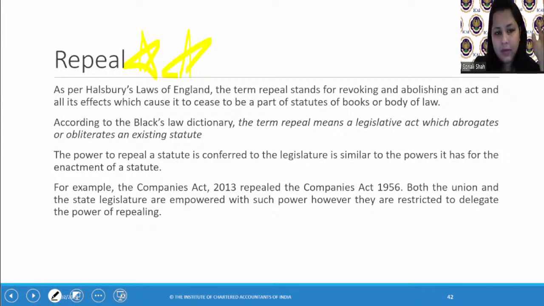It was never known. So if you see, Companies Act 1956 was repealed and Companies Act 2013 came into force.